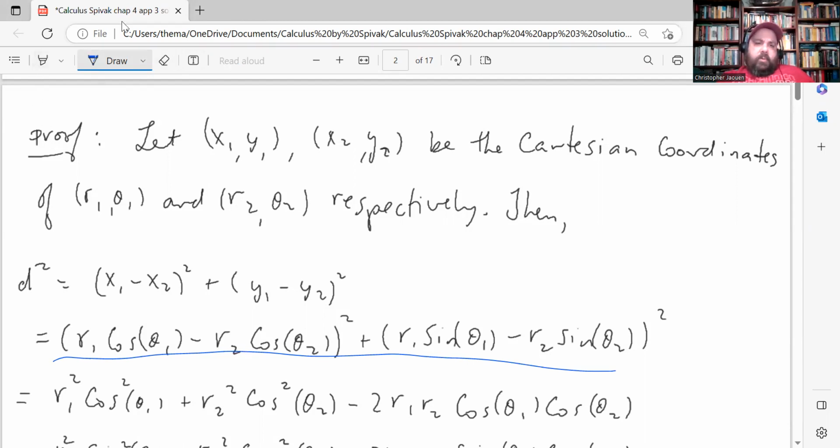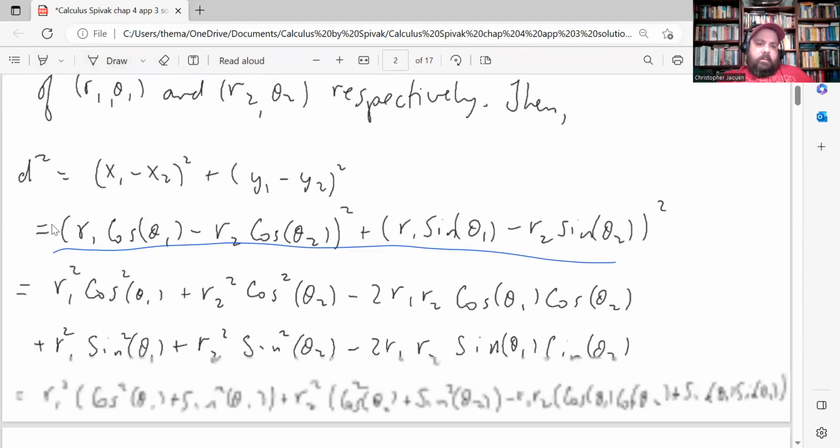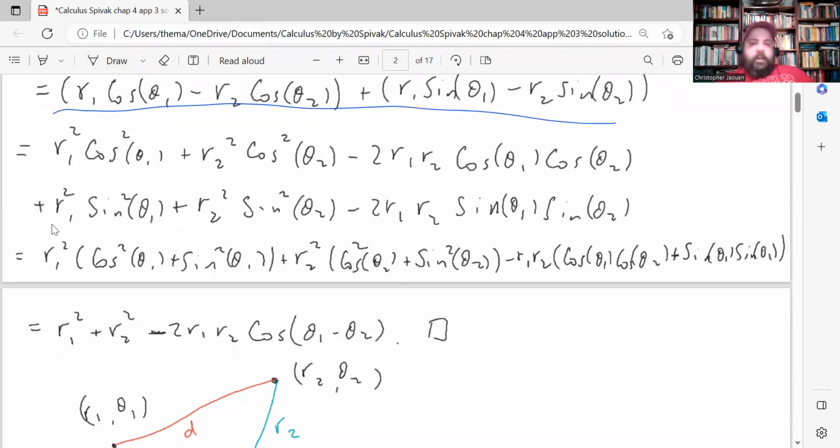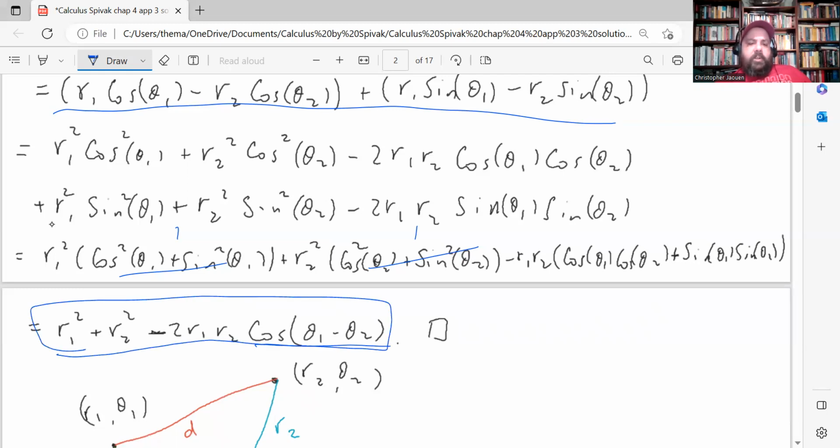And once you do that, just use a couple of trig identities. Remember that cosine squared plus sine squared is always 1 by the Pythagorean identity. So this is 1, this is 1, and cosine theta 1 times cosine theta 2 plus sine theta 1 sine theta 2 is equal to cosine of theta 1 minus theta 2 by the difference formula for cosine. So when we simplify everything, we end up with the formula that he wanted us to show, right?